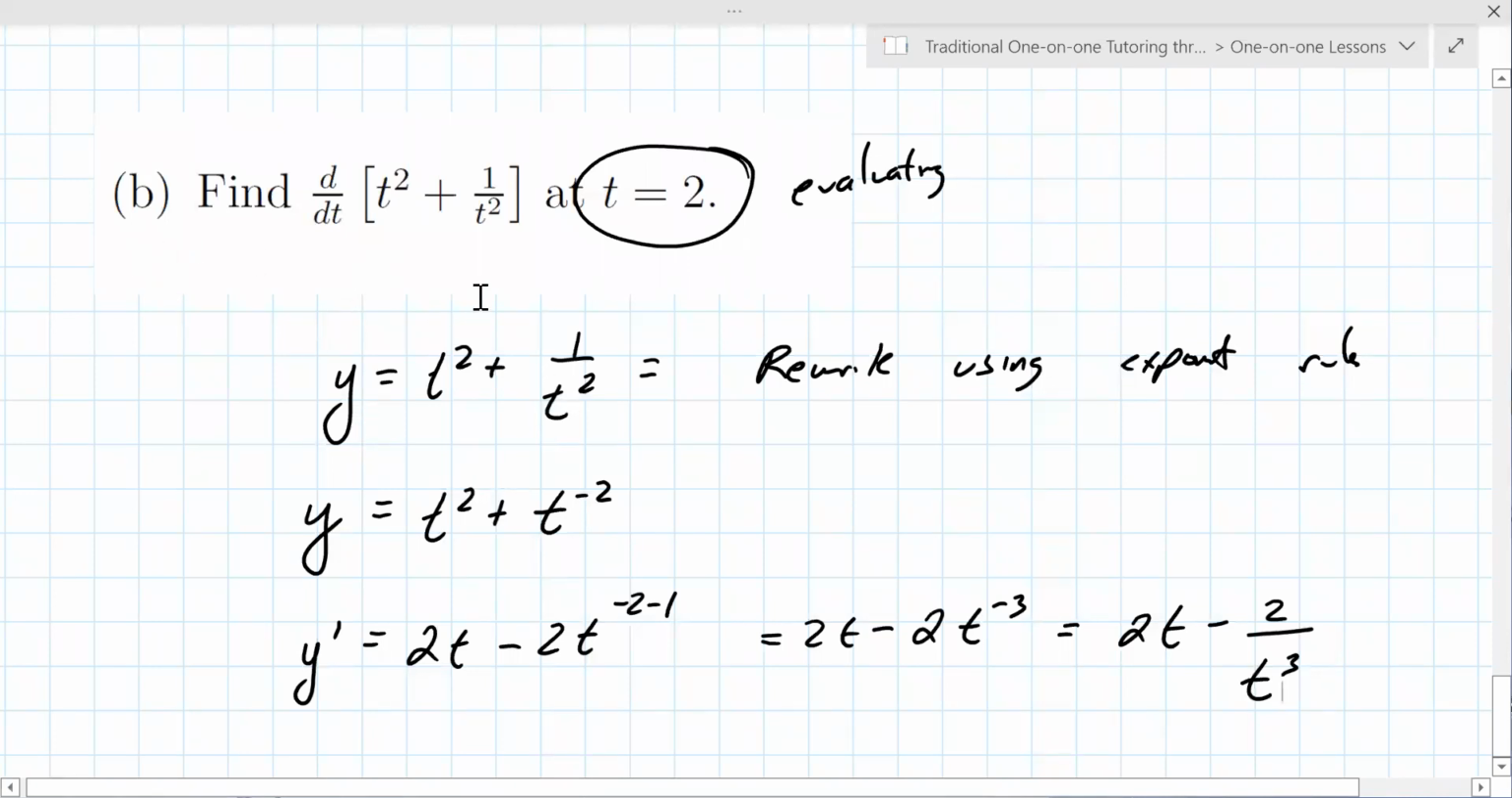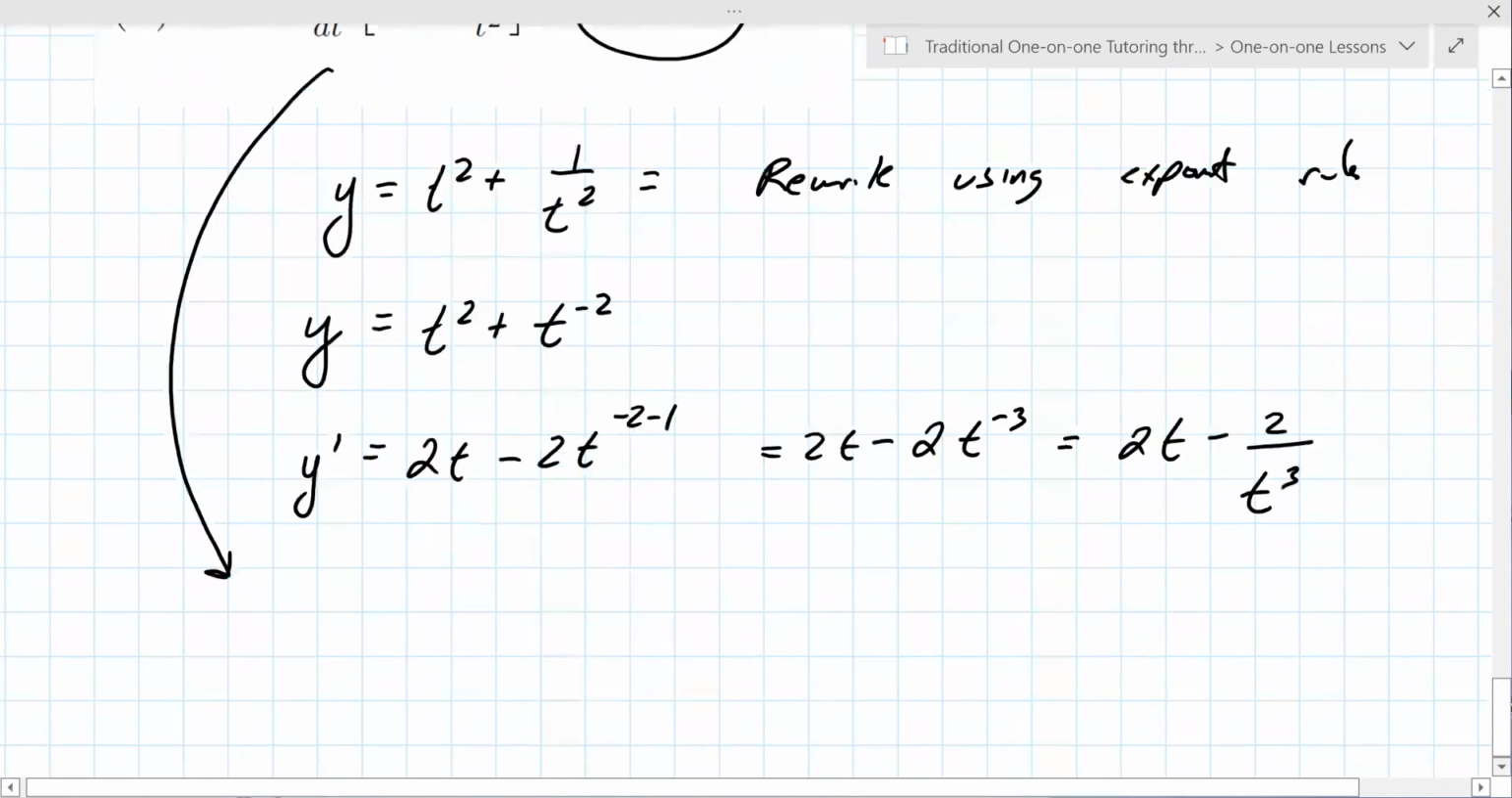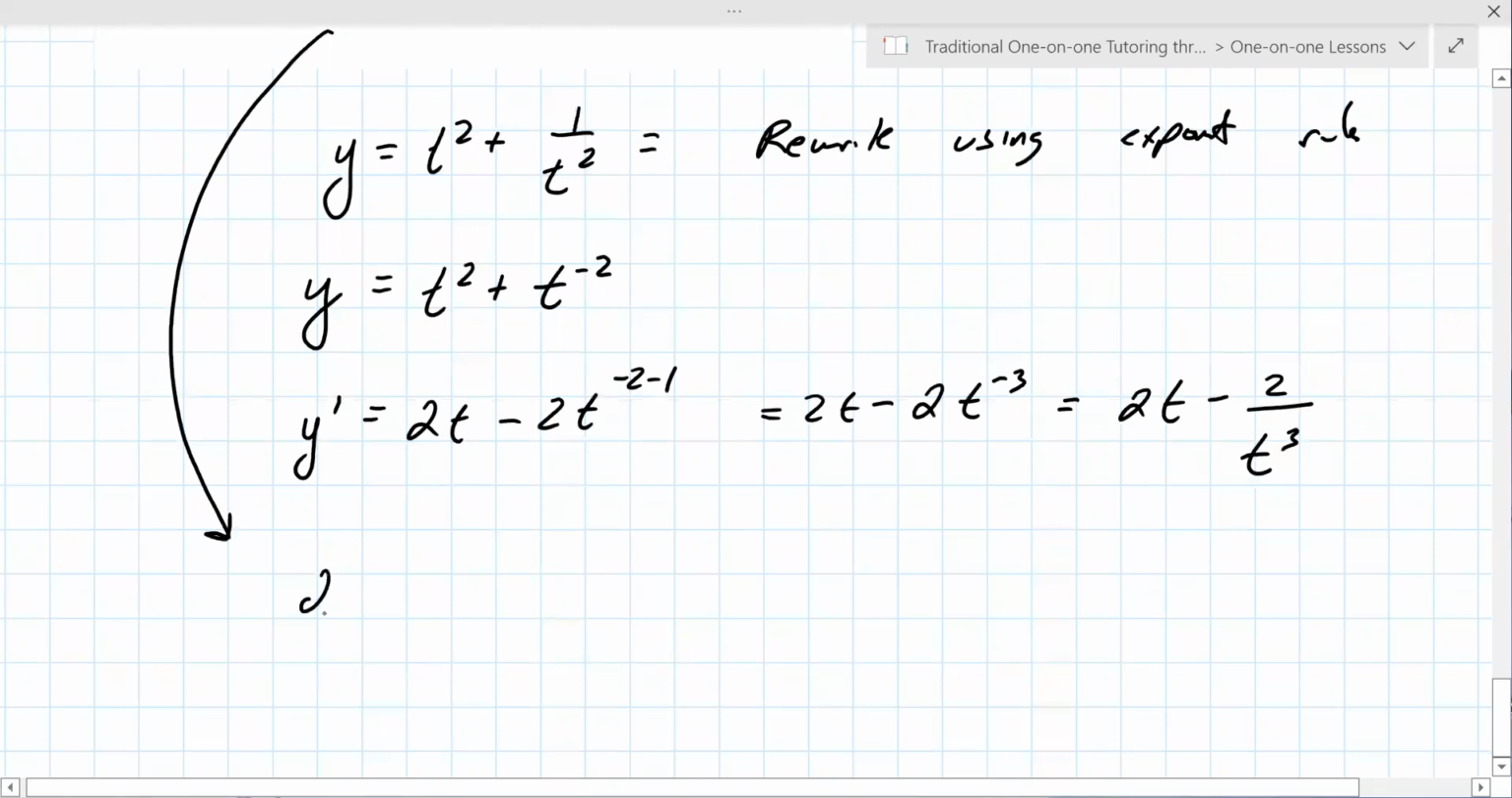You're supposed to, I mean, this is correct. It's just, I wouldn't want you to get dinged for points here. You would want to somehow say it's 2t minus 2 over t cubed, but then you have to evaluate it. This symbol means to evaluate when t equals 2. Have you seen that before? Yeah. Okay.